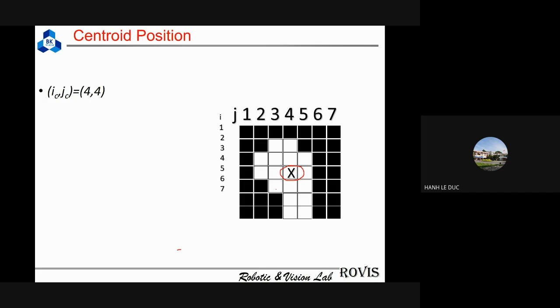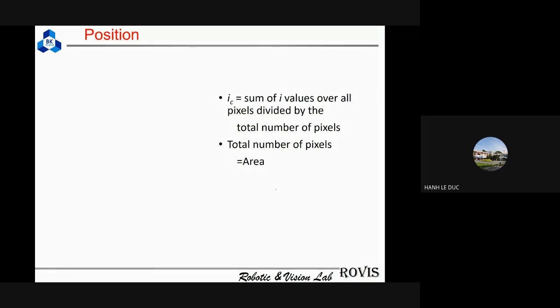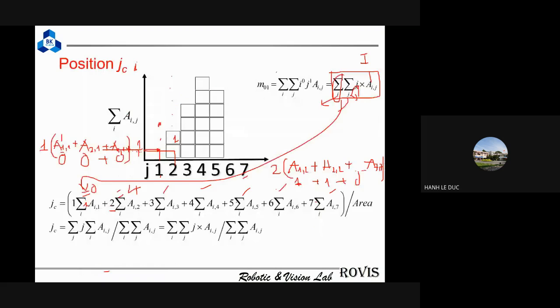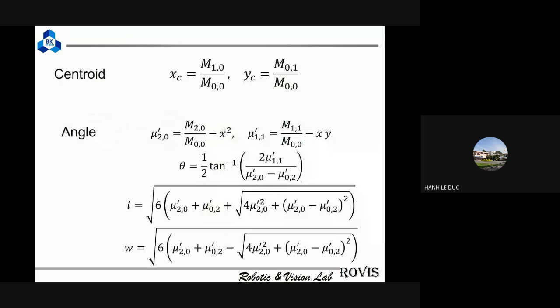And how about calculating the angle? We will follow this formula. In this formula, you have to calculate M20 and M11. X bar here is XC, and Y bar here is the IC. Then from this you can calculate theta. Let's see the example.